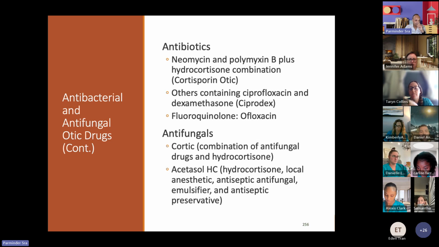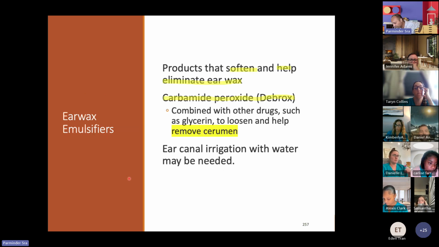As far as antifungals, they end with azole, like clotrimazole is common, miconazole, and nystatin is also given for these conditions. This is a common but important drug and condition, okay? Earwax emulsifier, over the counter, carbamide peroxide, generic, brand name Debrox. Very important drug, okay? What does it do? It softens and breaks down the earwax, to help remove it.